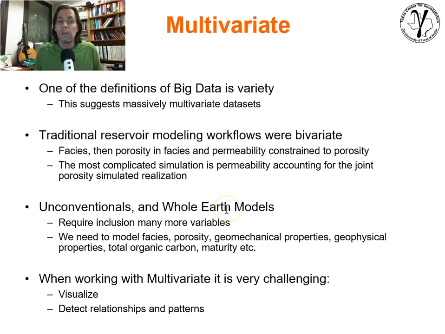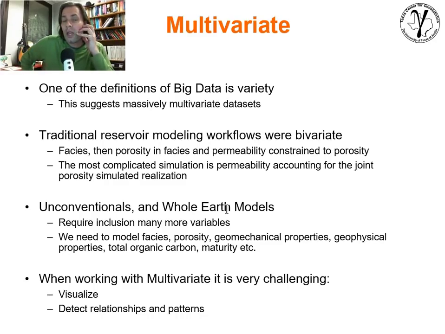We're talking about geomechanical properties, the brittleness of the rock and so forth, the geophysical properties, as I mentioned before, and things like total organic carbon, the maturity of the rock measured by maybe vitrinite reflectance. There's a lot of different variables we have to look at. We have to deal with multivariate problems.